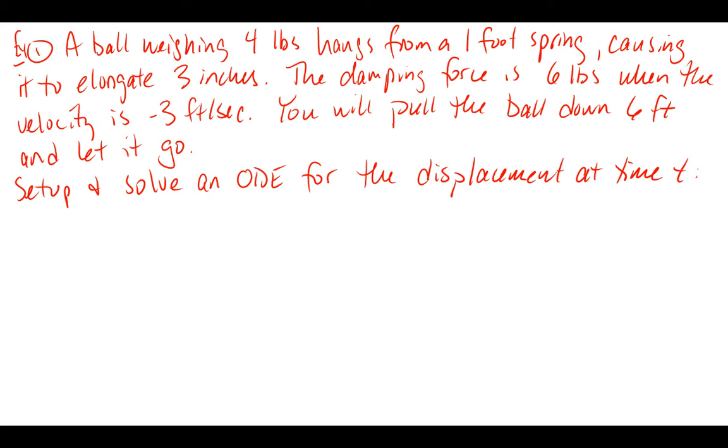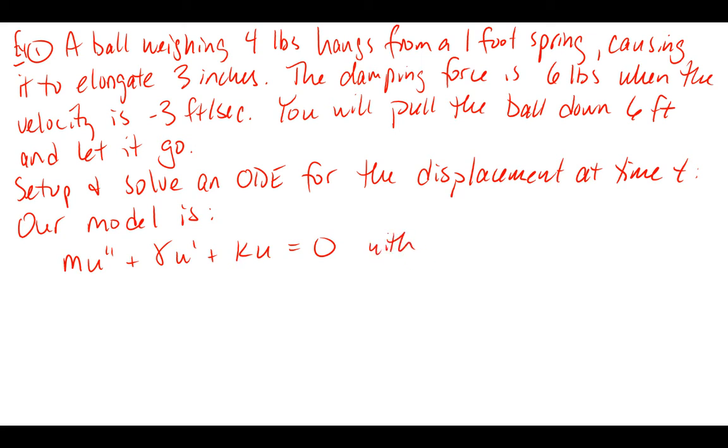Okay, so let's go. Our model is, of course, this that we just spent quite a bit of time getting happy with: m u double prime plus gamma u prime plus k u equals 0. Obviously we're going to have to fill in what m, gamma, and k are, which we'll do in a minute. But remember, this is a second-order ODE, and in order to fully solve a second-order ODE, we need 2 initial conditions, one usually about the function, and one usually about the derivative of the function.